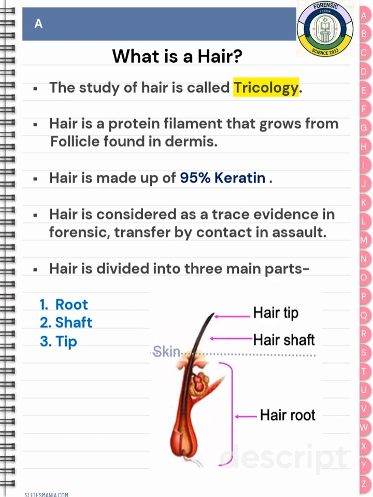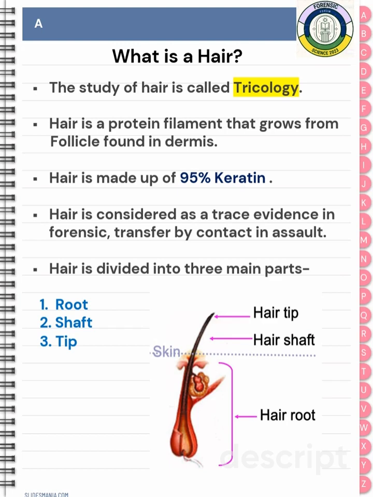Hair is a proteinaceous filament that grows out from the follicle found in the dermis, mainly made up of 95% keratin. Hair comes under trace evidence in forensics, in different cases like violent cases, assault, rape, etc.